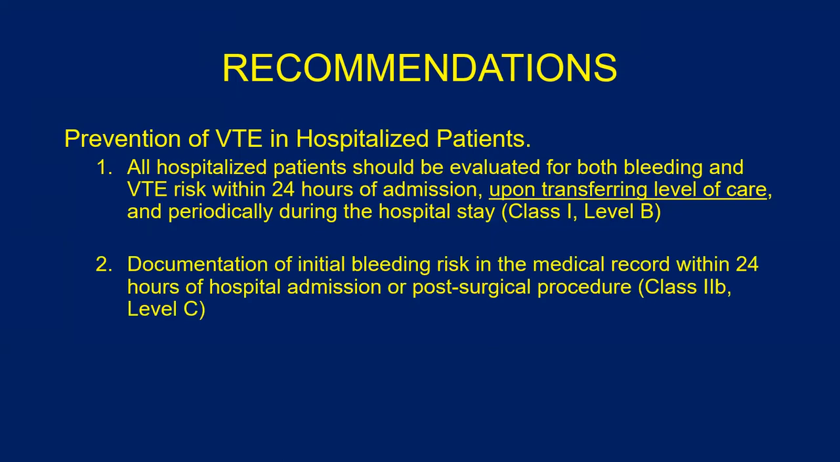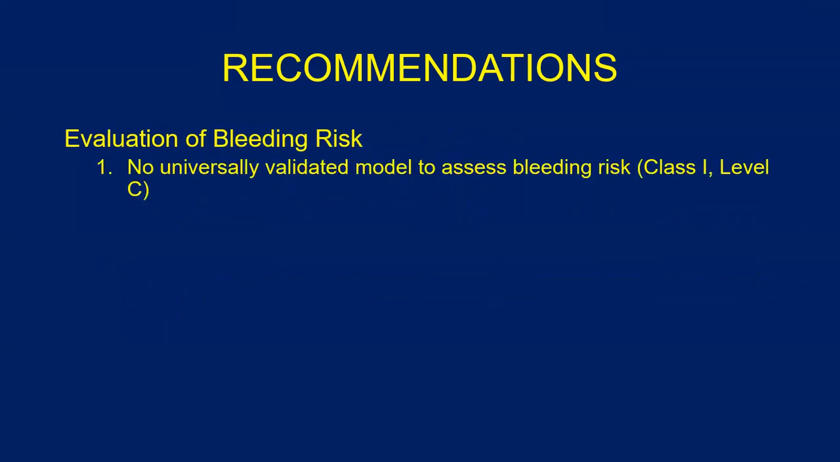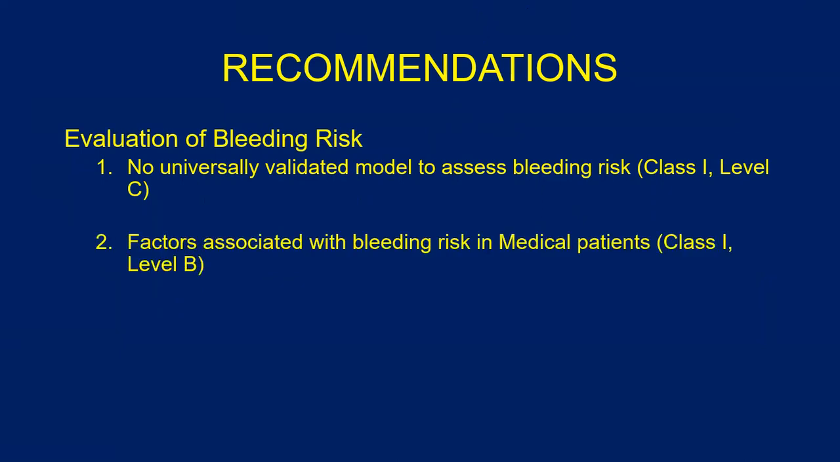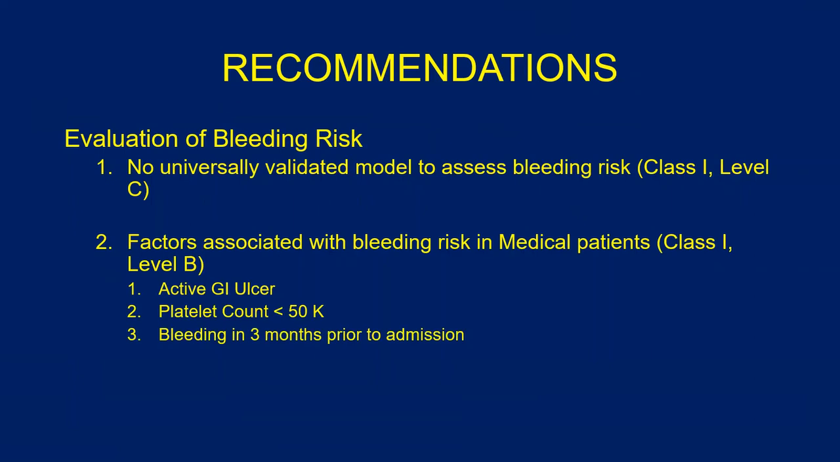Now, there should be documentation of your initial bleeding risk in the medical record within 24 hours of hospital admission or post-surgical procedure. That's a class 2B, level of evidence C recommendation. Now, how are you going to go about the evaluation of bleeding risk? Here's the caveat: there is no universally validated model to assess bleeding risk. There are factors associated with bleeding risk in medical patients, and those factors are active GI ulcer, platelet count less than 50, or bleeding in the 3 months prior to admission.